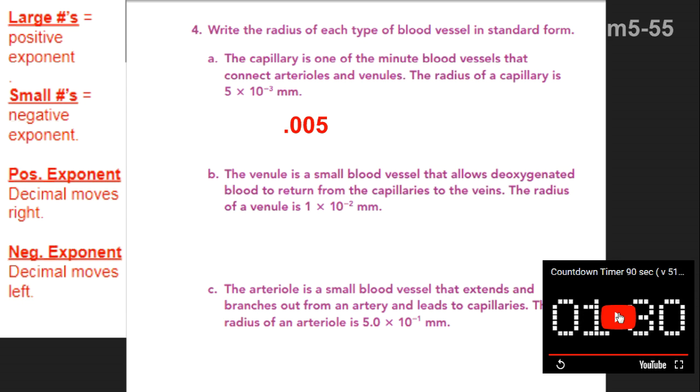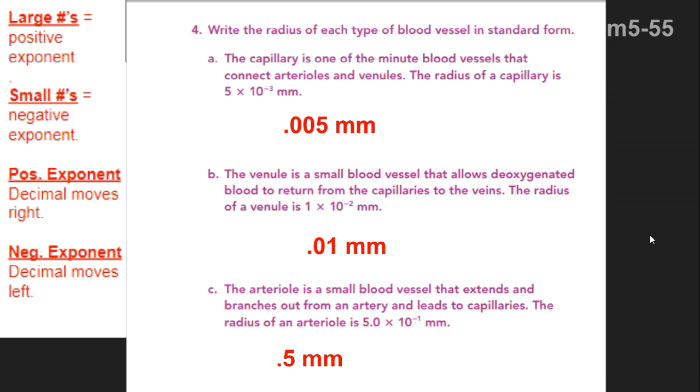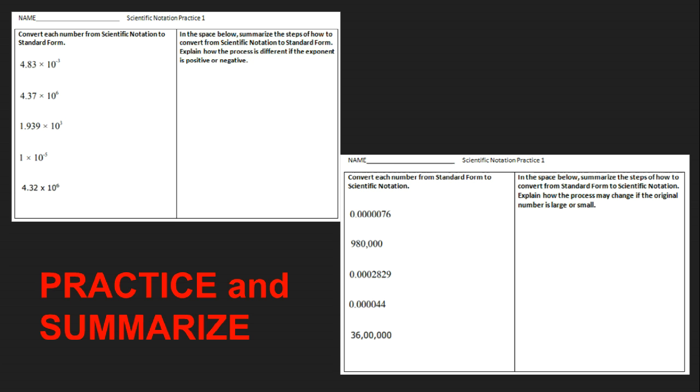All right, now that your 30 seconds is up and you've partner shared, let's check our work. So if we look at B and C, we see that we should have got 1/100th of a millimeter for B and 5/10 of a millimeter for C. So on B it was moving our decimal 2 places left, and on C it was moving our decimal just 1 place to the left. So now it's time for some practice.